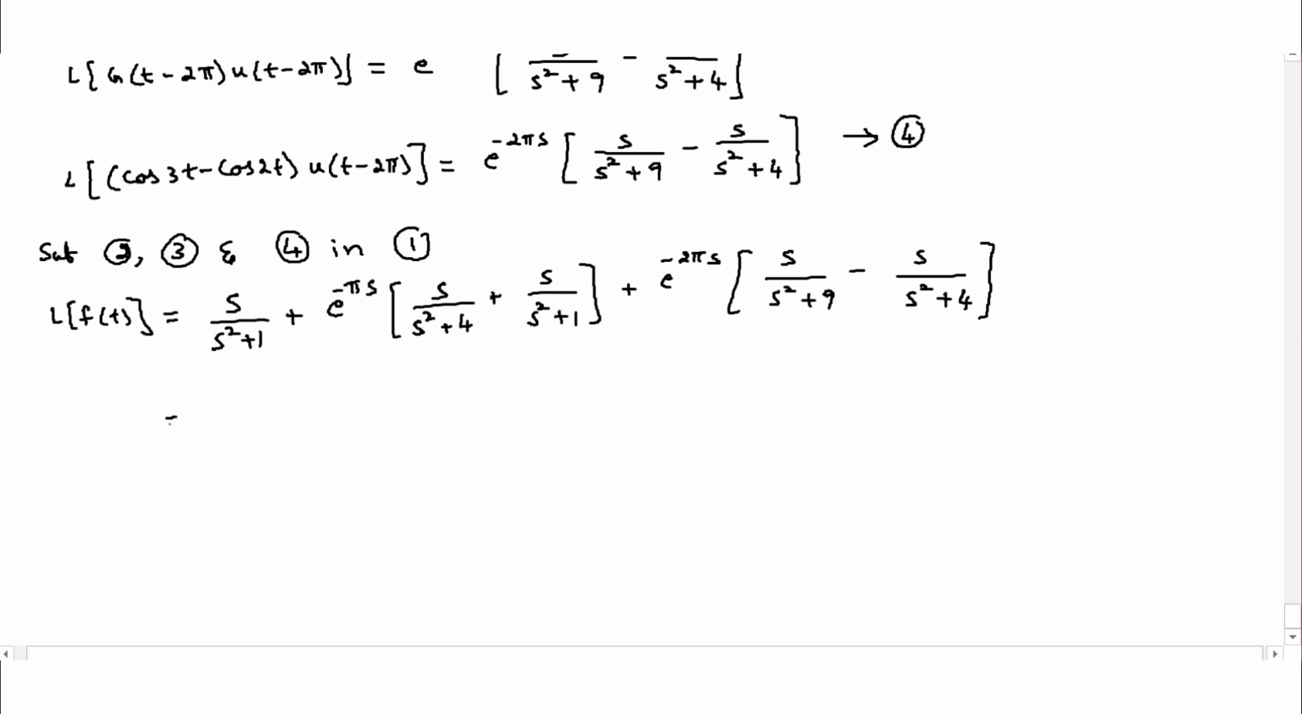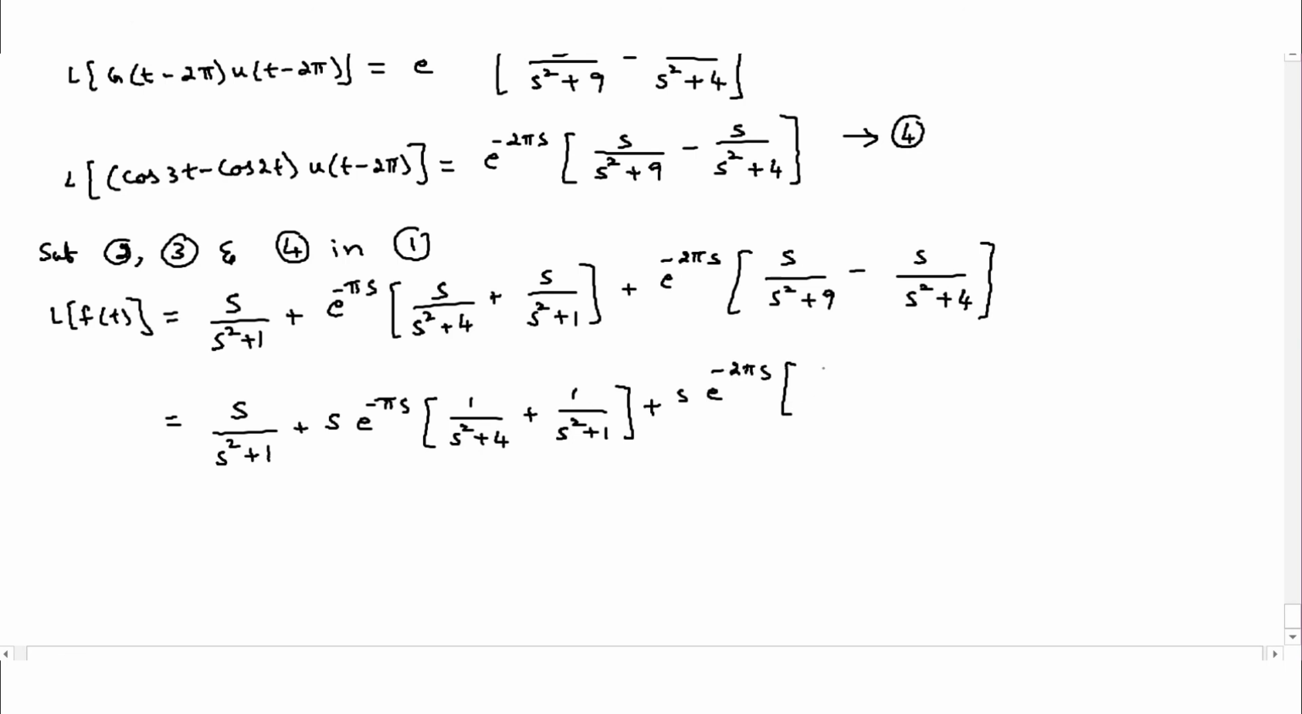But if you want to further simplify it, just for your convenience, you can simplify that one. S by s square plus 1. So s is common in the second term. If I take s common, it is s e power of minus pi s, you have 1 by s square plus 4 minus 1 by s square plus 1. So here also, if you want, you can take s common outside. S into e power of minus 2 pi s into 1 by s square plus 9 minus 1 by s square plus 4.